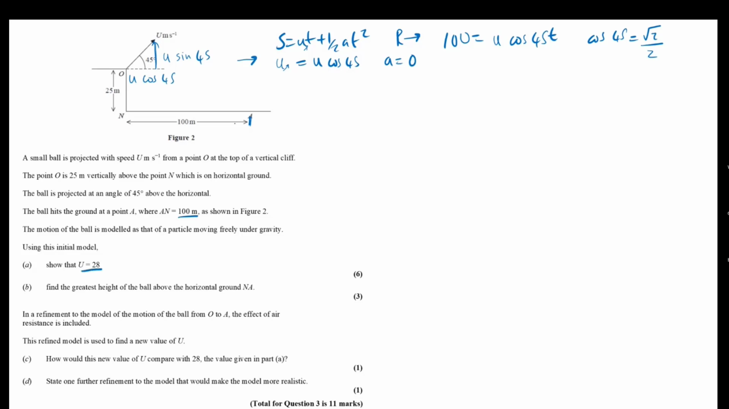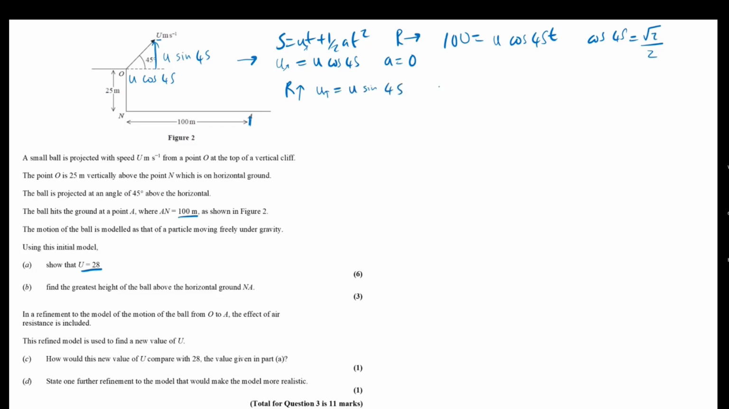So what's the next thing we need to resolve? Which direction? These types of questions always resolve horizontally, then vertical. So let's resolve vertically. So you're going this way up. You don't need to do this normally. It's very rare to use the same letter because that's confusing. So U going up is U sine 45, right?